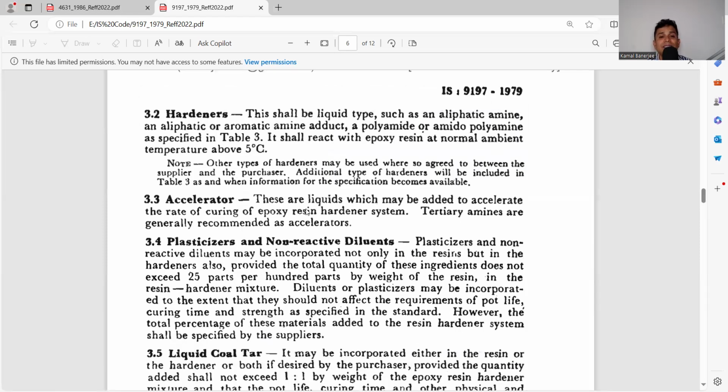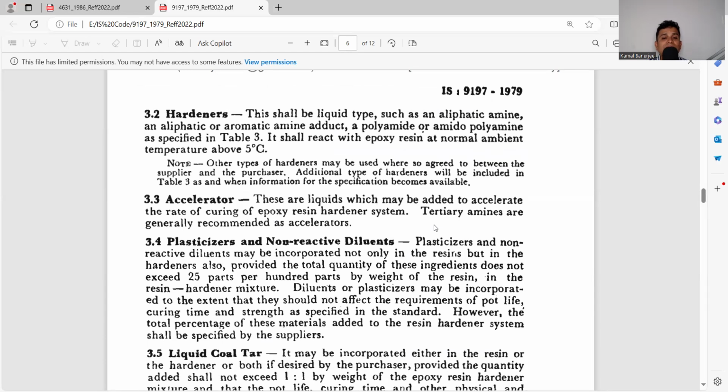Then accelerator. These are liquids which may be added to accelerate the rate of curing of the epoxy resin hardener system. So these are the accelerators. We all know the use of an accelerator. It accelerates the chemical reaction process. So if you need the process to be accelerated, you need to add the accelerator.